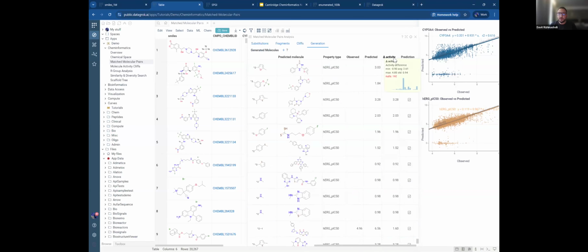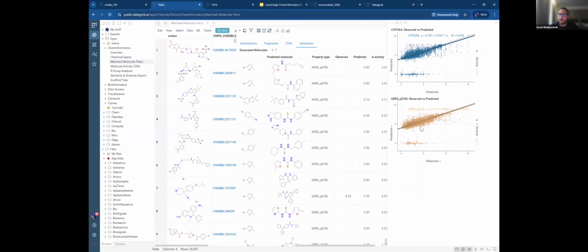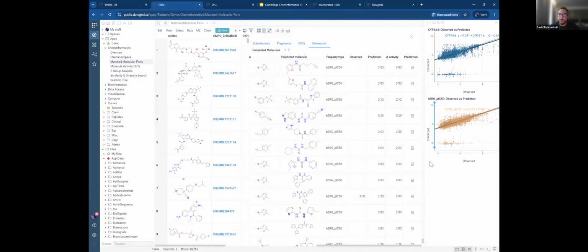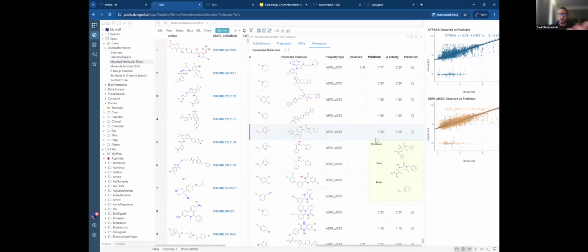And here is the predicted property value that is associated with this prediction. On the right side, we can also see the scatter plots that show the correlation of observed versus predicted, and therefore we can use this model of transformations to apply to different molecules as well.